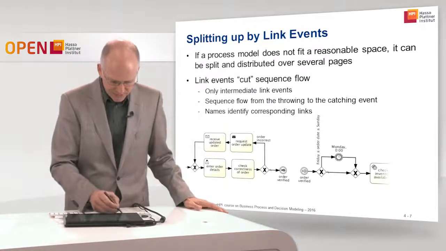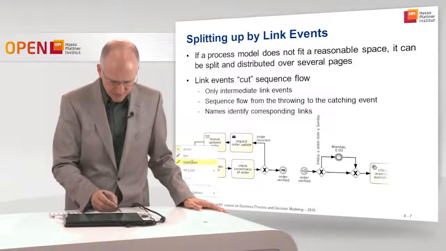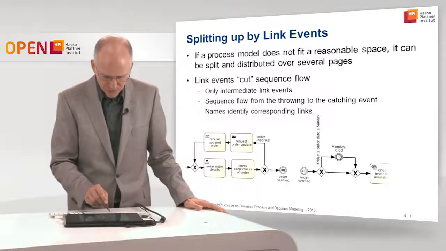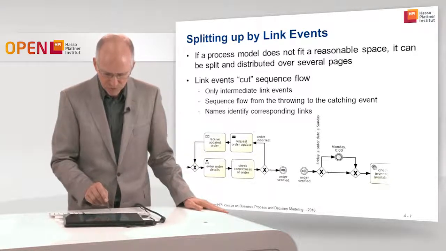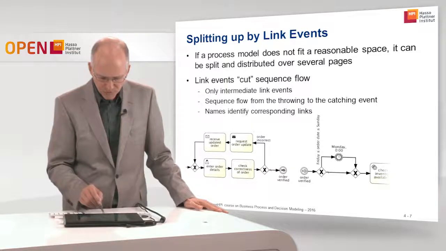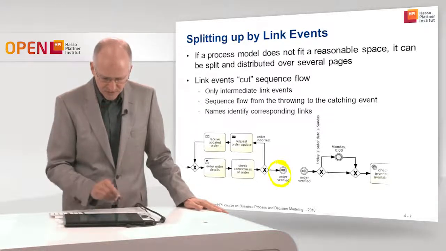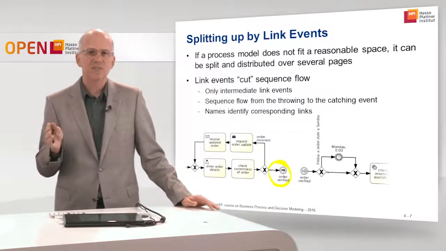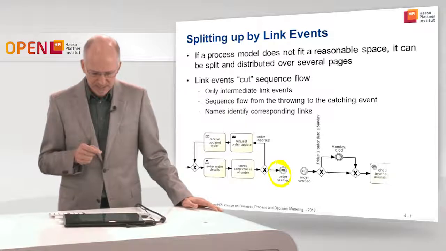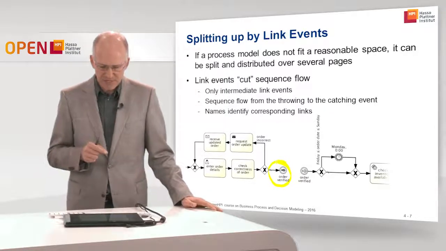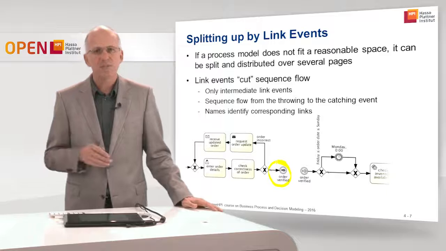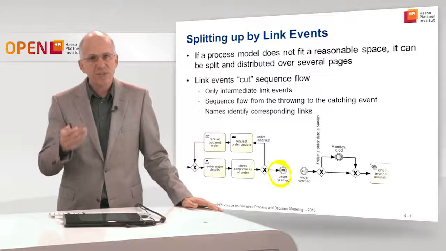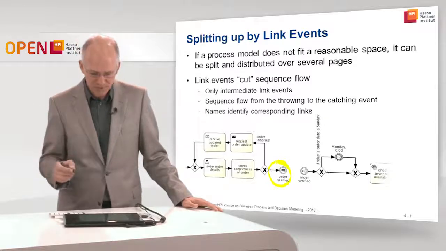Here we see an example of a link event. We have the first part of the process where we check the order for correctness until the order is verified. We can cut the process here, and we also need to use a meaningful label here, so that is a state that the process has reached. And here the label is order verified, so at that point in time the order that I received and checked is verified.